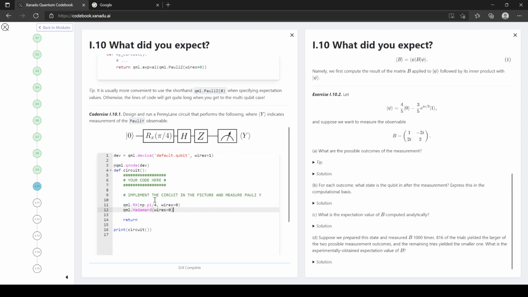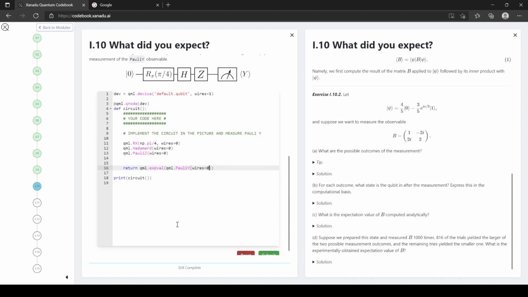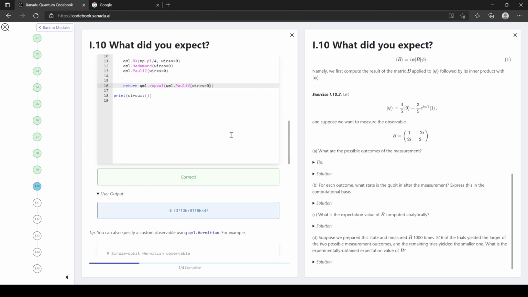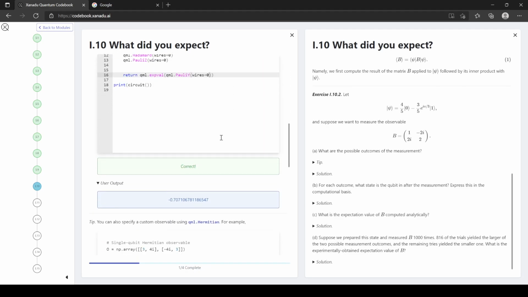I feel like I'm going to make a PR to PennyLane and just alias it as the H gate. And it's also annoying that I have to type PauliZ instead of Z, but I'm sure they have design reasons. They're just annoying design reasons. So now we want to take the expectation value of the Y matrix on the qubit. All right. What do you know? Correct on our first try.